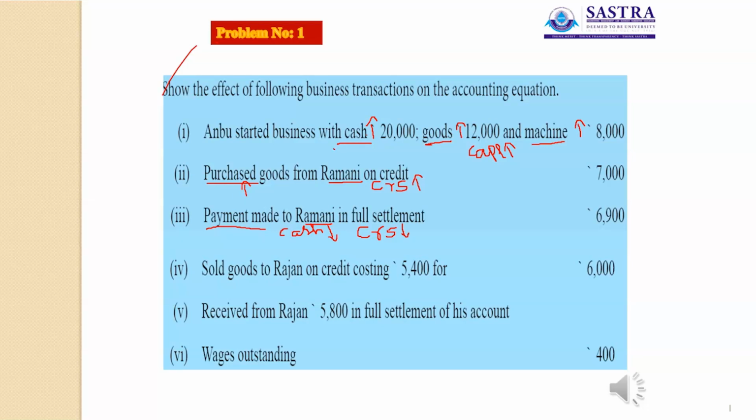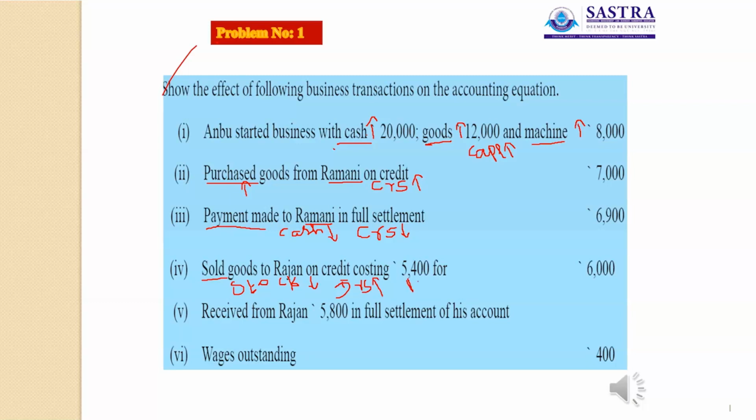Then sold goods to Rajan on credit, costing... Sold goods to sales, that is stock value, stock, then debtors. Stock value decrease. This is a credit transaction, so debtors account, so debtors value increase. Both are assets here: stock value decrease, debtors value increase.